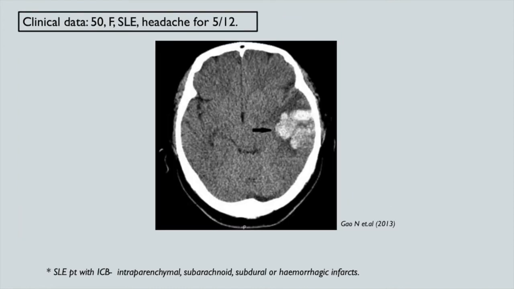And patients with SLE are at particularly higher risk of intracranial bleed as well, partly due to the presence of uremia, thrombocytopenia, and also underlying hypertension. So this is an SLE patient coming with headache for 5 months. You can see there's an acute intraparenchymal bleed involving the left temporal lobe. Please note that patients with SLE can come with various forms of ICH, like intraparenchymal, subarachnoid, subdural, or hemorrhagic infarct. And these patients also have a particular risk of aneurysm rupture, complicated by SAH as well.